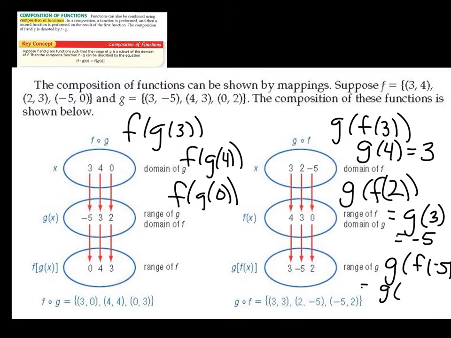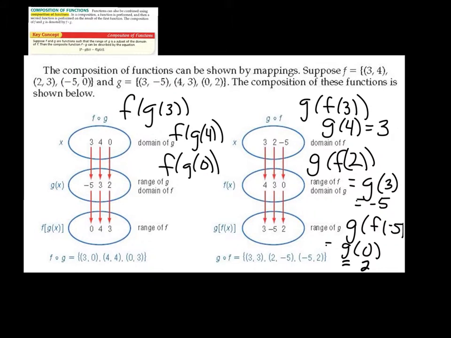G of f of negative 5. f of negative 5 is 0, so then we want to do g of 0. Looking at the g function, if we put in a 0, we get out a 2. And again, they wrote their ordered pairs going from beginning to end. Now you don't need to write out all this when you do it, but I was just trying to show you where it all comes from.